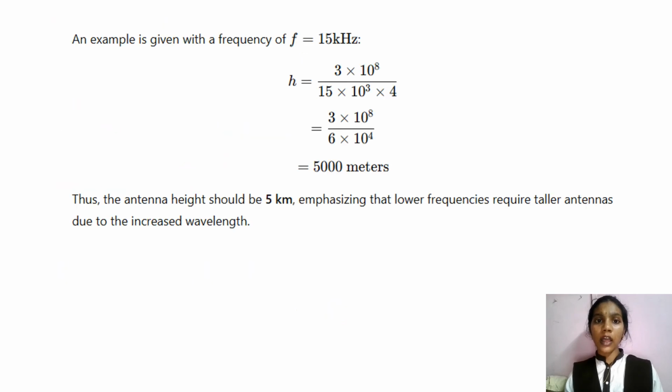Next is an example with a frequency of 15 kilohertz. We know the formula, h equals 3 into 10 power 8 by 4 into 15 into 10 cube, which is 3 into 10 power 8 by 6 into 10 power 4. The h value equals 5000 meters. The height of the antenna should be 5 kilometers. This emphasizes that low frequency requires a taller antenna due to the increased wavelength.